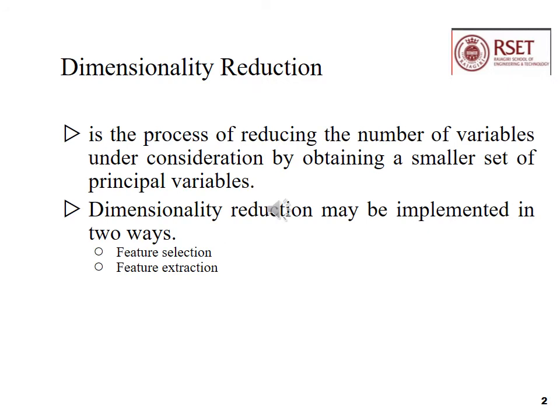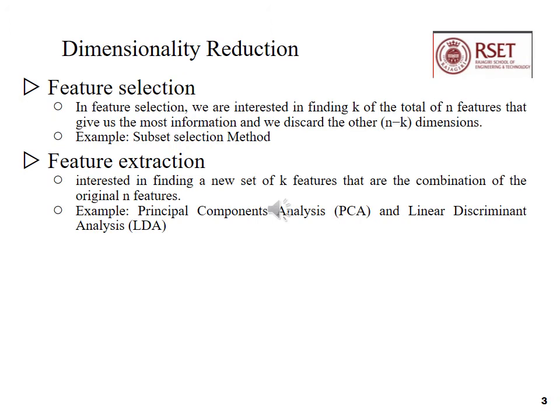Let's see what is meant by dimensionality reduction. Dimensionality reduction is the process of reducing the number of variables under consideration by obtaining a smaller set of principal variables. The smaller sets of corresponding variables are called the principal components, and dimensionality reduction may be implemented in two ways. One is called feature selection and the second one is feature extraction.